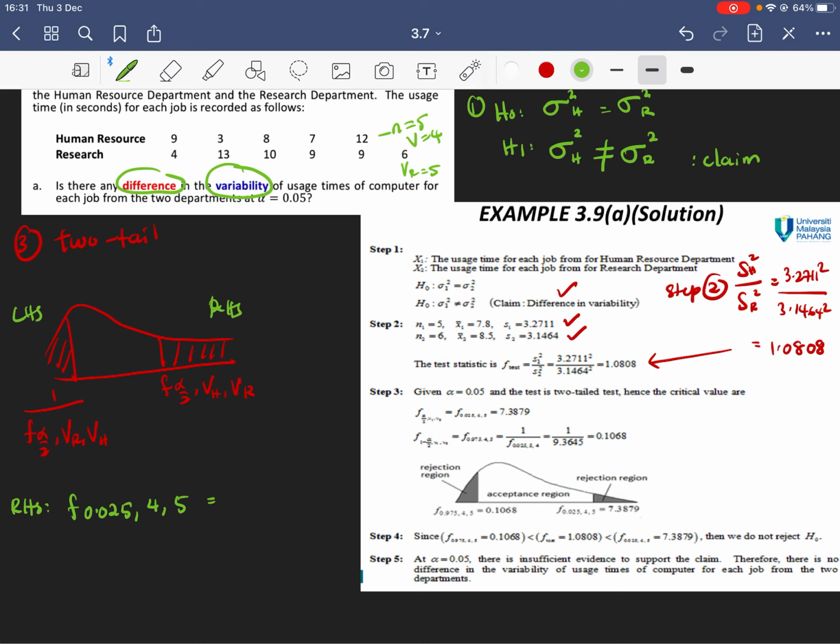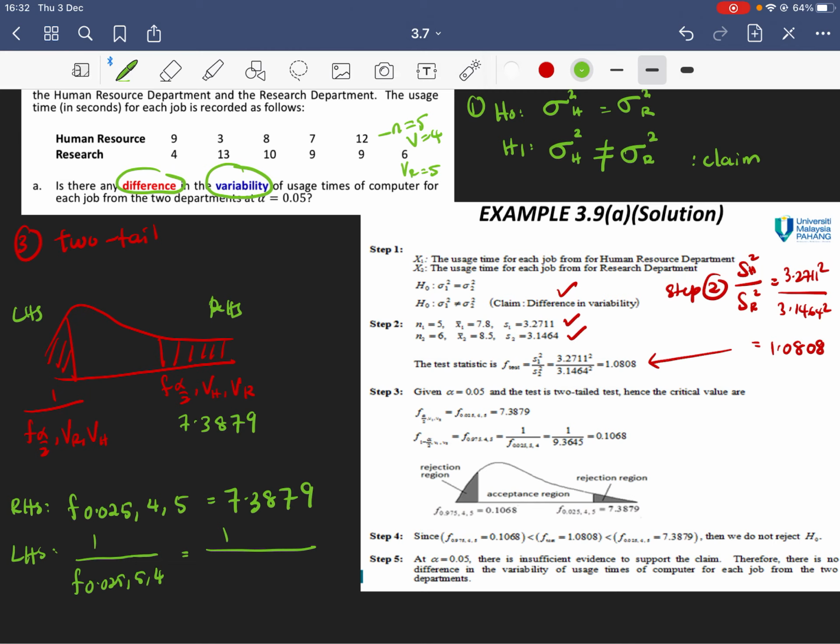Nu 1 is 4, nu 2 is 5, you will get 6.3879. Okay, so you put here 7.3879. Okay. So for the left hand side, it is 1 over F 0.025, nu R, nu H. Nu R is 5, nu H is 4. Okay, so 1 over alpha 0.025, nu 1 is 5, nu 2 is 4.